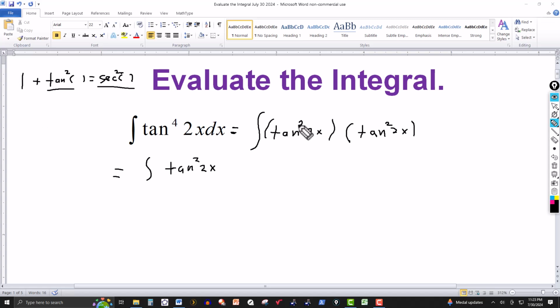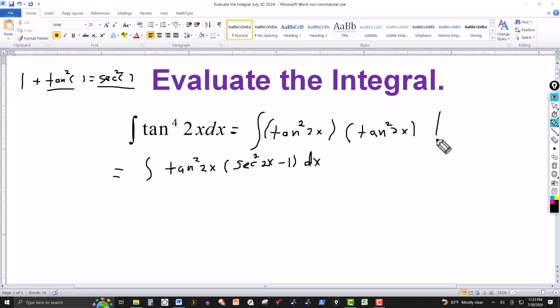So for the first tangent squared of 2x, I'm going to leave it the way it is. And for this one, tangent squared of 2x, I'm going to replace that by secant squared of 2x minus 1. This will be dx here. And this is again secant squared here. Now I know the derivative of tangent is secant squared of x. I got tangent here, so let's do this.